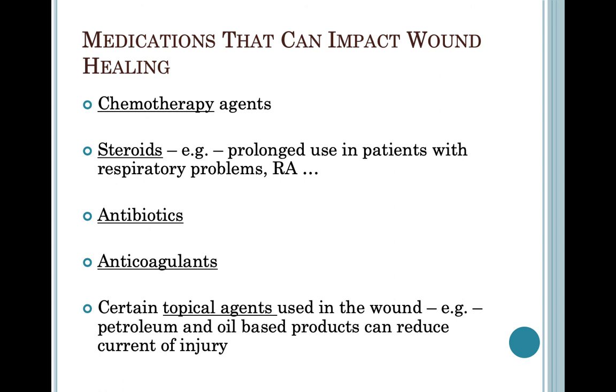Steroids suppress the inflammatory response, and so they can also impact the wound healing cascade. Antibiotics, ironically, can also delay healing. Anticoagulant medication can interfere with the clotting cascade. And then certain topical agents that we sometimes use on the skin or within the wound, such as petroleum and oil-based products. Petroleum and oil do not conduct electricity, and so when we talk about the very small magnitude of electricity that's present in that voltage gradient or current of injury, if there's oil or petroleum in the way, for some people that will actually make the difference in the wound being able to progress from inflammation into proliferation and remodeling.